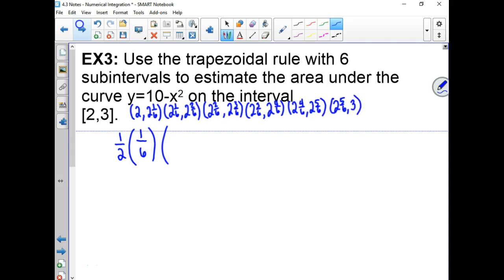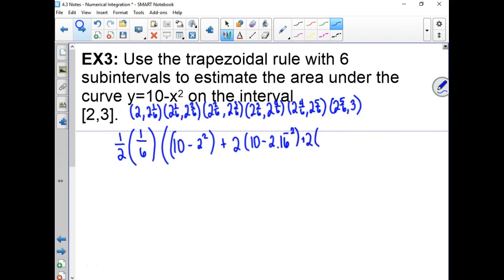So for each of these, I'm going to plug that number into this equation. So I'll have 10 minus 2 squared plus 2 times 10 minus, let's see, I guess we really should probably use fractions, or I guess we could do decimals here. Let's do decimals because we're going to type this into the calculator anyway. So 1/6 is 0.16 repeating.